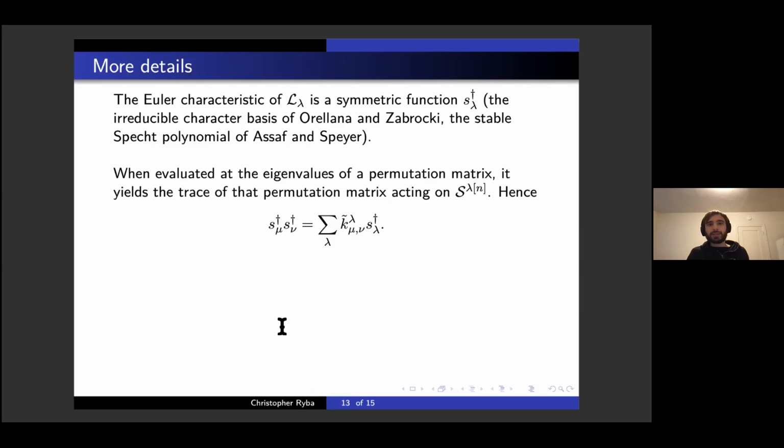So let me say a bit more. So I can take the Euler characteristic of this complex, and so this will tell me something about the homology. And I said that each of the individual groups of this complex are necessarily representations of GLN. So I can take their characters, and they're going to be some Schur functions or sum of Schur functions. And so what I get is some alternating sum of polynomials. And this appears already in the literature as the irreducible character basis of Orellana and Zabrovsky, and also by the name stable Specht polynomial in the work of Assaf and Speyer.